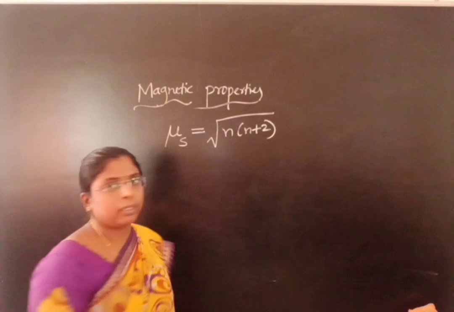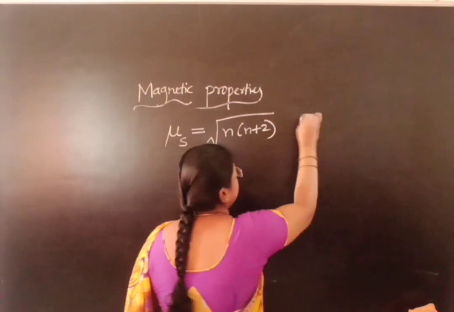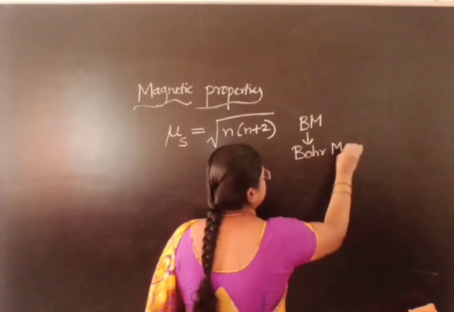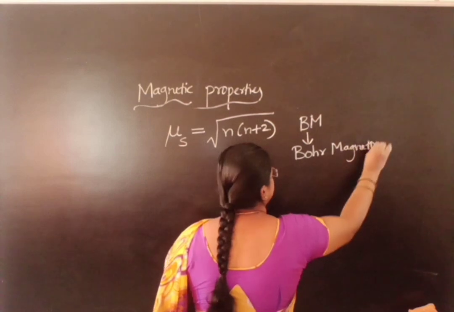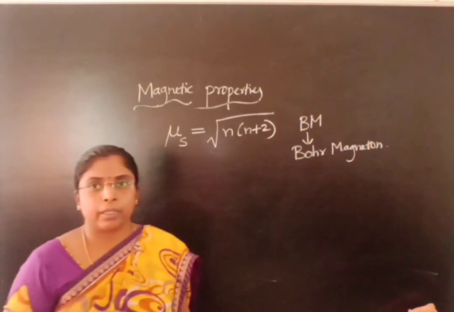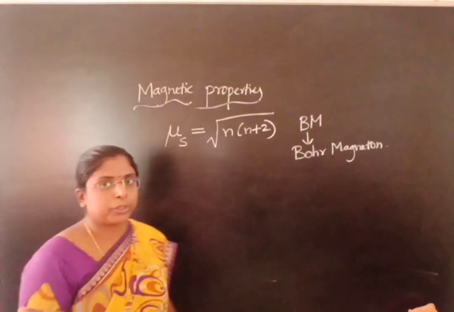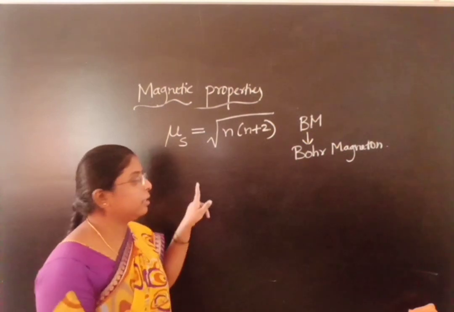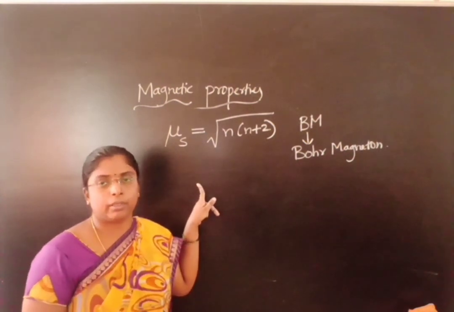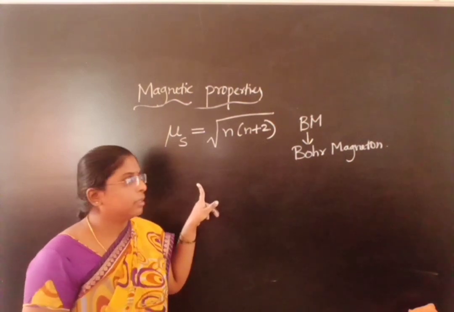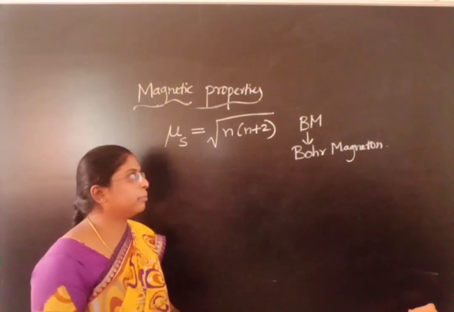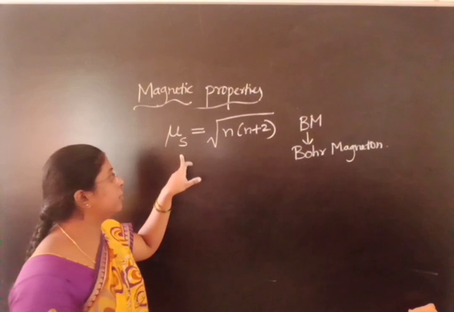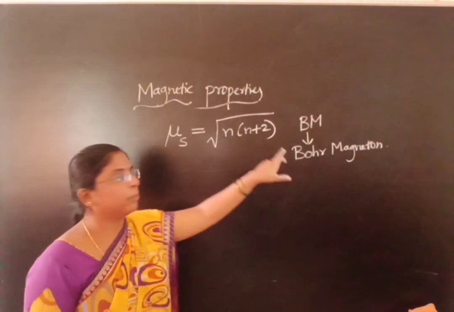The magnetic moment unit is the Bohr magneton. BM represents Bohr magneton. It is a unit for magnetic moment. In the exam, for a 1 mark question, you will definitely get this one. It may be a 2 plus 1 or 3 plus 1 question. They will give you an element and ask you to calculate the magnetic moment. We have to use this formula: magnetic moment mu s is equal to root of n into n plus 2 Bohr magneton.